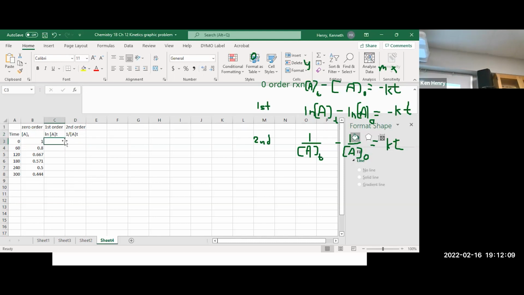Okay, so then we just put equal ln, parentheses, select our value, close parentheses, hit return. Once we do that, we can just drag it down. In this case, same thing: we put equal, and then this is going to be 1 over our value, and return, and then we drag it down. Then we're going to plot all of our data.